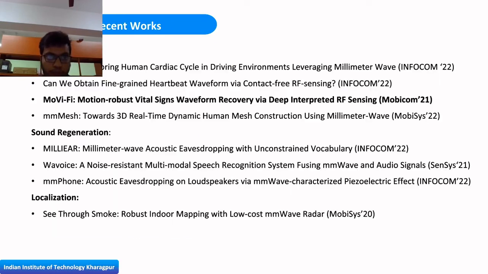Okay, so now I will discuss some of the recent works in literature on these FMCW radars. FMCW radars, mostly the mmWave FMCW radars, are used for human sensing, for vital sign monitoring, such as heart rate waveform generation or breathing rate waveform generation. This paper got published in Infocom 2022, where they have used the FMCW mmWave radar to retrieve the heart rate waveform for a driver in driving environments.